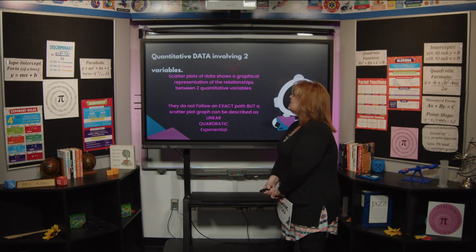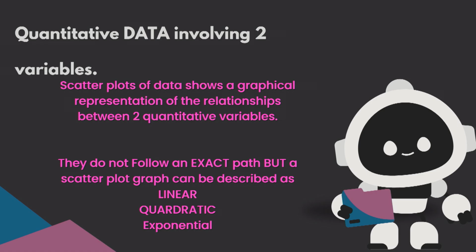Now we have quantitative data involving two variables, and we have those scatter plots. Scatter plots of data show a graphical representation of the relationships between two quantitative variables. They do not follow an exact path, but a scatter plot graph can be described as linear, quadratic, or exponential. And Ms. Killen misspelled quadratic. We all know quadratic is this. So make sure you always look at your spelling.